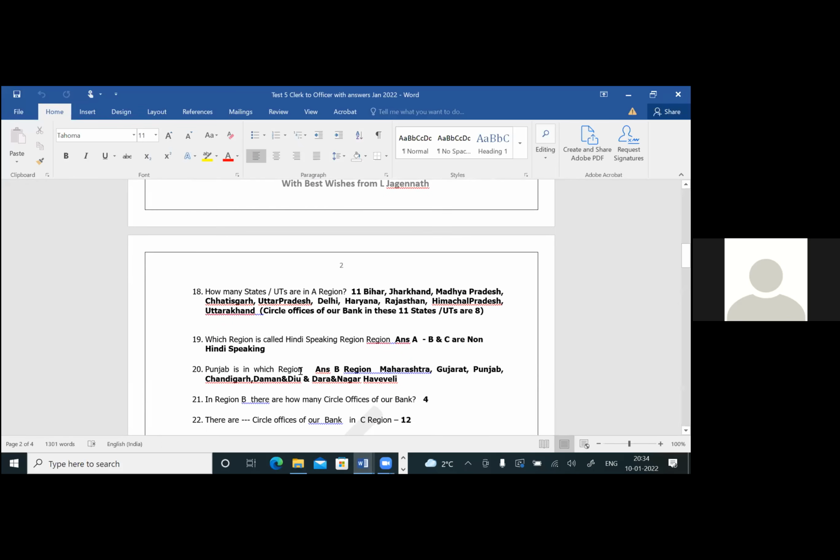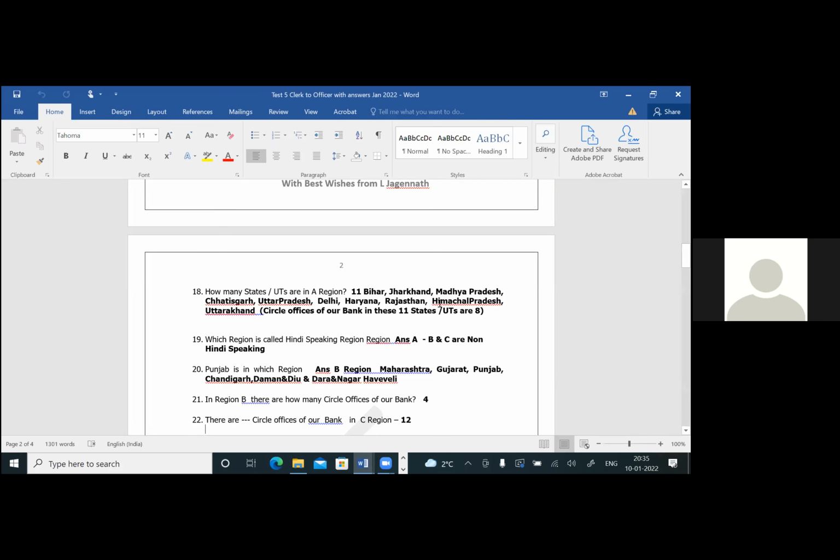Punjab is in which region? Punjab is in B region. Which states are in B region? You should know: Maharashtra, Gujarat, Punjab, Chandigarh, Daman and Diu, and Dadra Nagar Haveli. So you know what is in A region and what is in B region. The remaining states and union territories are in C region. That means you should know the names of all the states and union territories in India. Besides these, the left out ones are in C region.